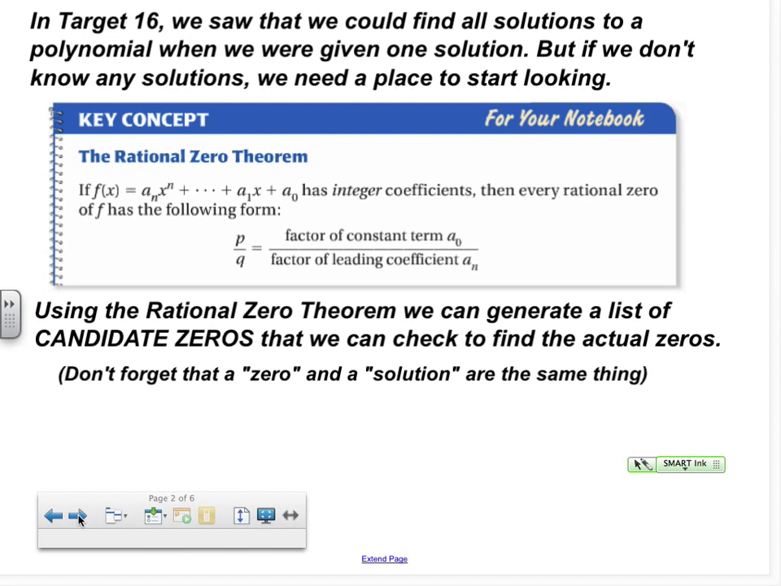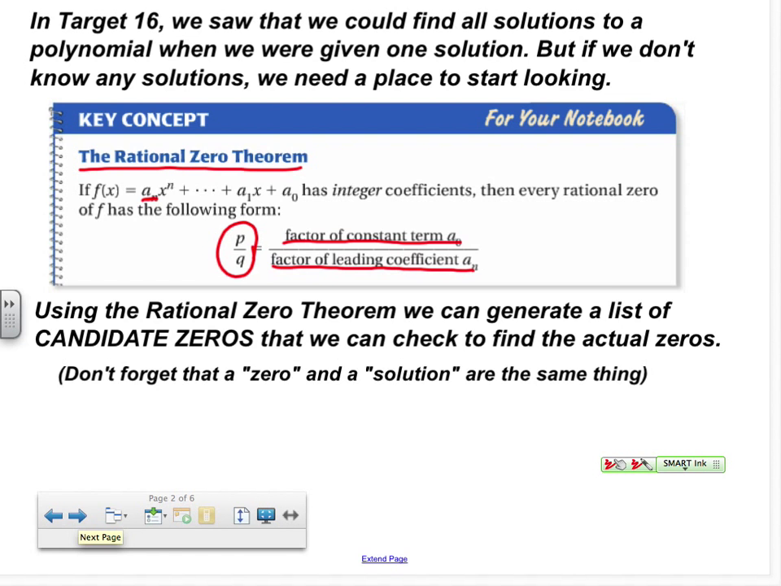And we're going to use something called the rational zero theorem. So basically, we're going to look at all the factors of the constant term at the end of the function, and we're also going to look at all the factors of that leading coefficient in front of that leading term there, and we're going to divide them. Alright, I'll show you an example to show you what I mean in the next slide.